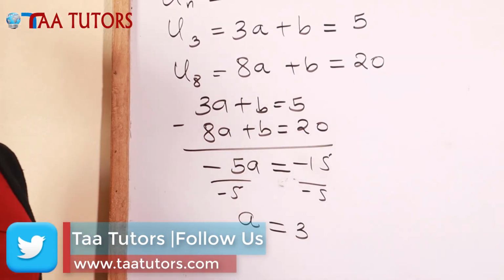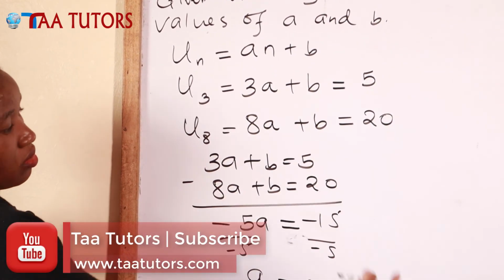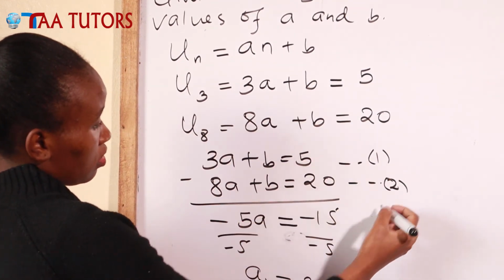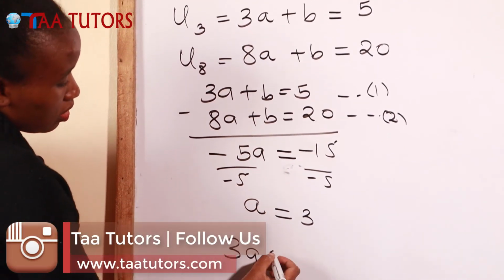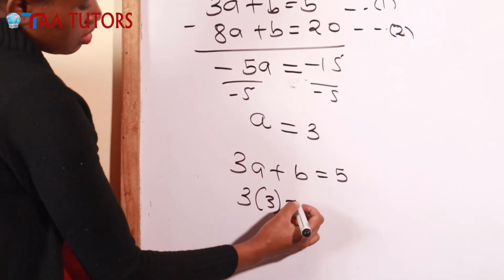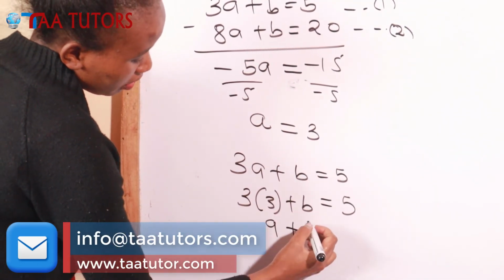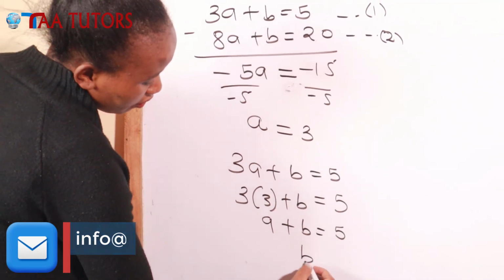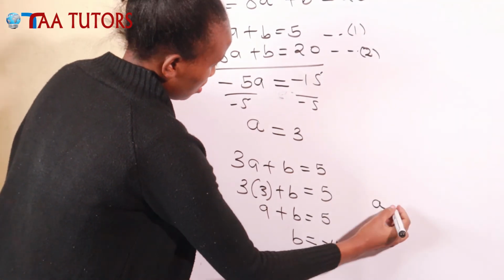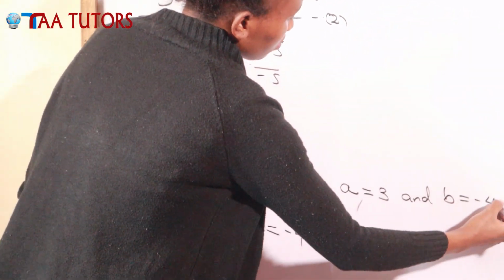Now after finding the value of a, we substitute in any of the equations to find the value of b. This is the first equation, this is the second equation. So I'm going to use the first equation to get the value of b. So this will be 3 into 3 plus b equals 5. That's 9 plus b equals 5. The value of b equals negative 4. So in this case, a is 3 and b equals negative 4.